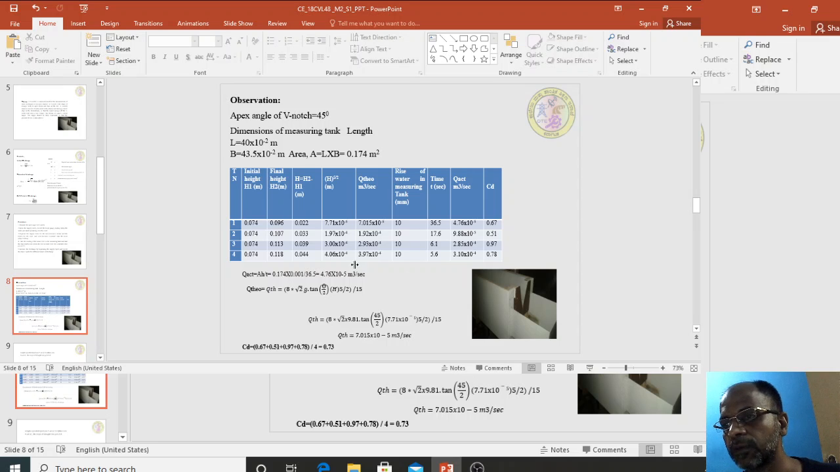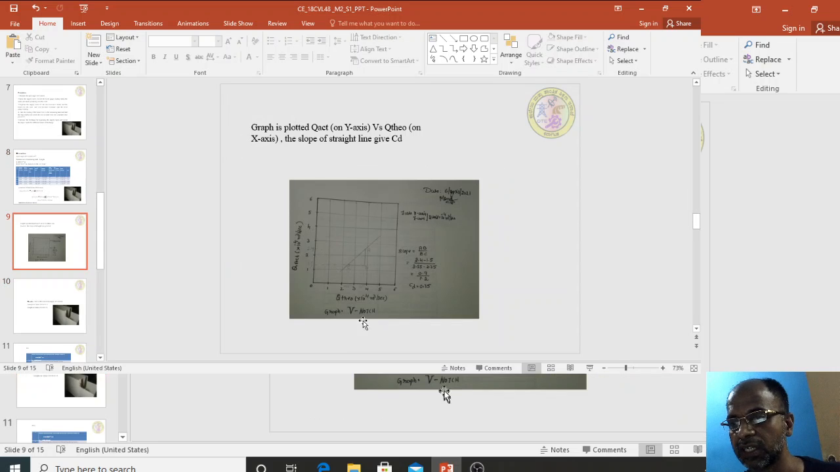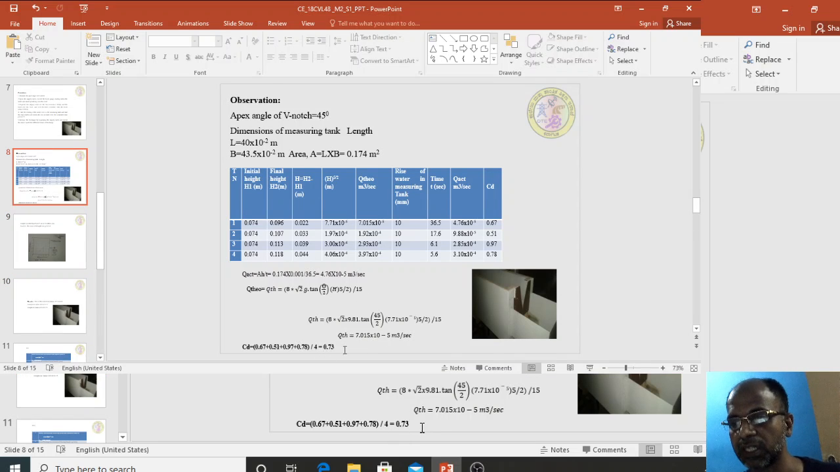So you substitute in this, you will get Q theoretical, and with AH by T and the tank area you will get Q actual. Q actual by Q theoretical, if you do it, you will get the coefficient of discharge. Take the average of the 4 readings, and you will get the CD value 0.73.